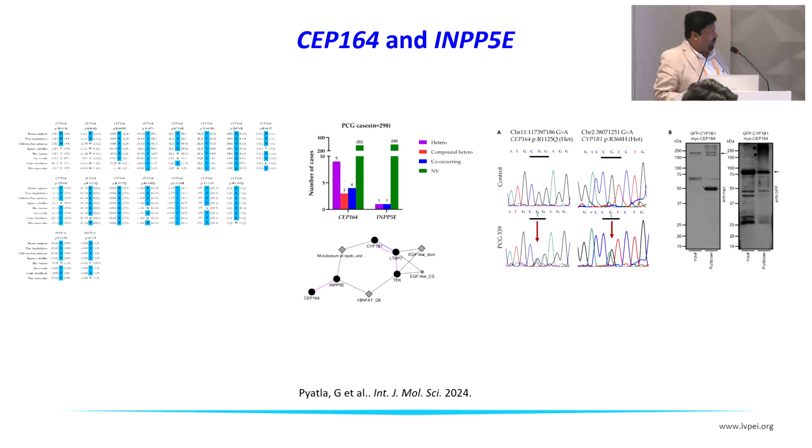Recently, through our studies on whole exome sequencing, we also found that cilia genes, particularly CEP164 and INPP5E, could also be involved in PCG pathogenesis, and they also interact amongst each other. There is a physical interaction between CEP164 and CYP1B1.